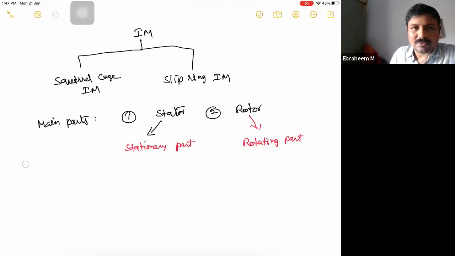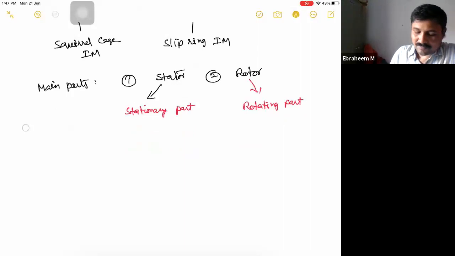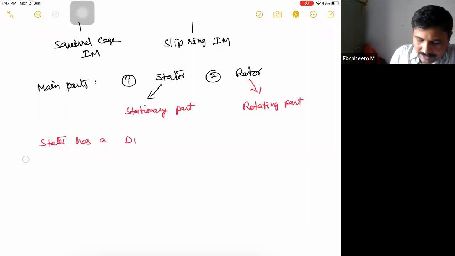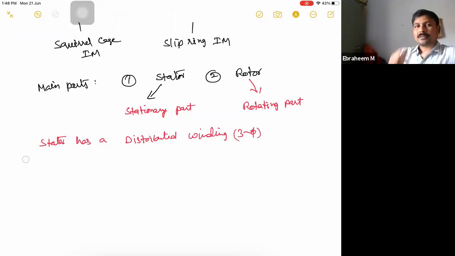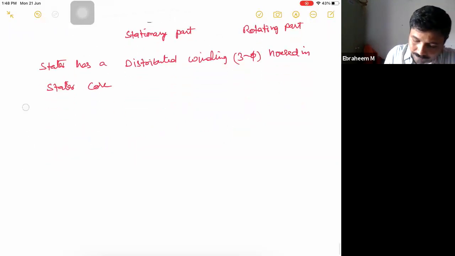Okay, if you are able to remember, bring back your memory. Clear? So the stator has a distributed winding. Okay, distributed winding. This is a three-phase winding. So this winding is housed in a stator core. I will draw the core and show you.